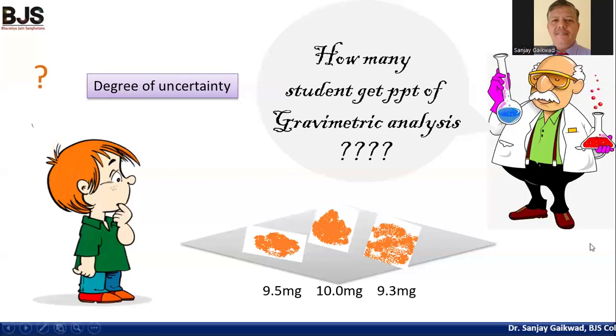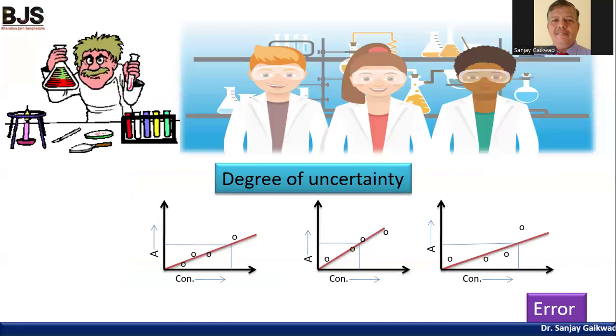Now, many students have problems in analytical chemistry. That is, many students get a precipitate in gravimetric analysis. Then there is a degree of uncertainty. Some students get the maximum precipitate, some students get the minimum precipitate, and some of them do not get the precipitate. Now, there are many degrees of uncertainty; that is, we are calling them errors.